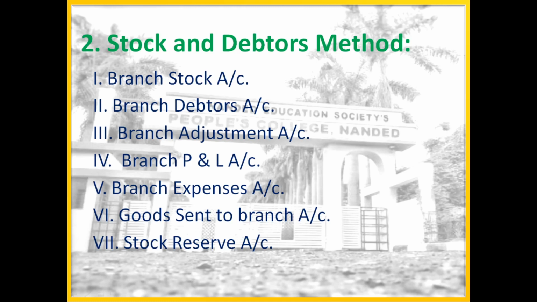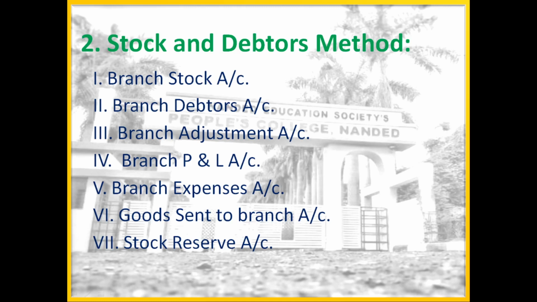First one, branch stock account. This account deals with goods. Goods received, goods returned, and goods sold by the branch are recorded in this account. Surplus or shortage of stock is also entered in this account. Every increase in stock is recorded on the debit side and every decrease in stock is put on the credit side of this account. Entries in this account are made at invoice price.